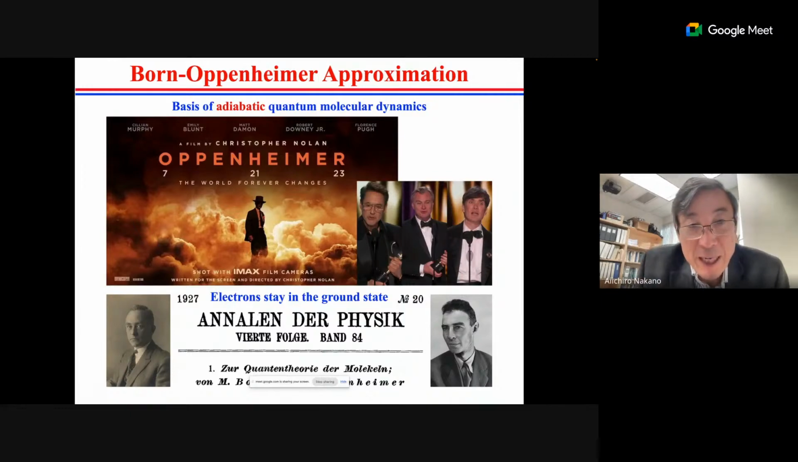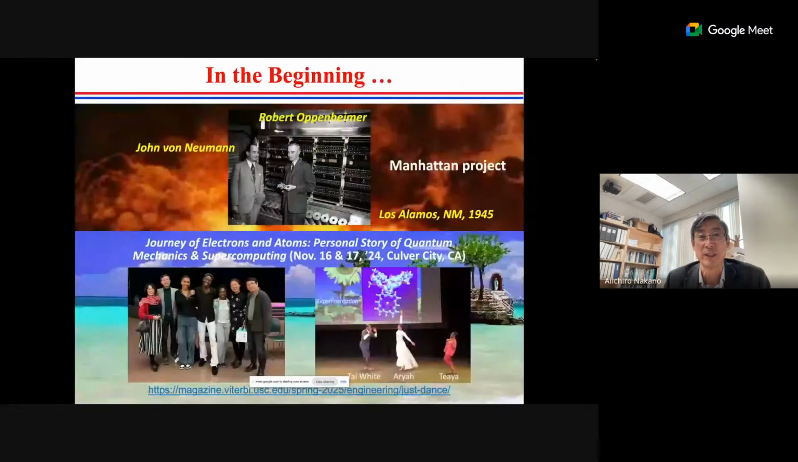So the quantum molecular dynamics I just described is called adiabatic quantum molecular dynamics, in which electrons stay in their ground state. This adiabatic quantum molecular dynamics is based on the so-called Born-Oppenheimer approximation. If you watched the movie Oppenheimer, there was a scene where young Robert Oppenheimer was giving a seminar in front of Werner Heisenberg, the founder of quantum mechanics. In that seminar, Robert was presenting the paper with Max Born in which the Born-Oppenheimer approximation was derived. That's what we are doing in adiabatic QMD.